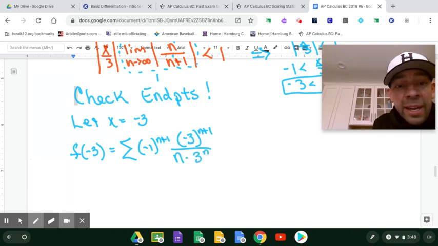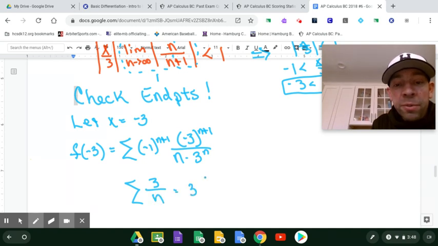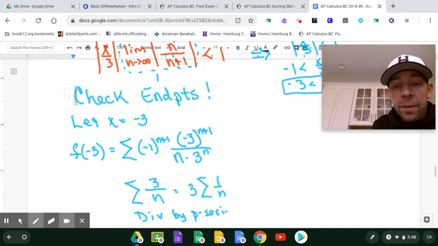As I start to simplify that, I've got some fun things that are going to cancel and multiply. I'm getting positive 3 over n, or you could think of that as 3 times the harmonic series. And so this series is basically going to diverge by the p-series, or harmonic series, with p equals 1. It's going to diverge. Let's go check that other endpoint.